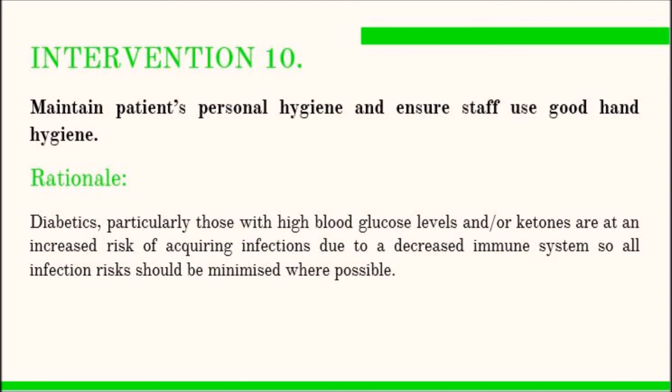Maintain patient's personal hygiene and ensure staff use good hand hygiene. Diabetics, particularly those with high blood glucose levels and/or ketones, are at an increased risk of acquiring infections due to a decreased immune system, so all infection risks should be minimized where possible.